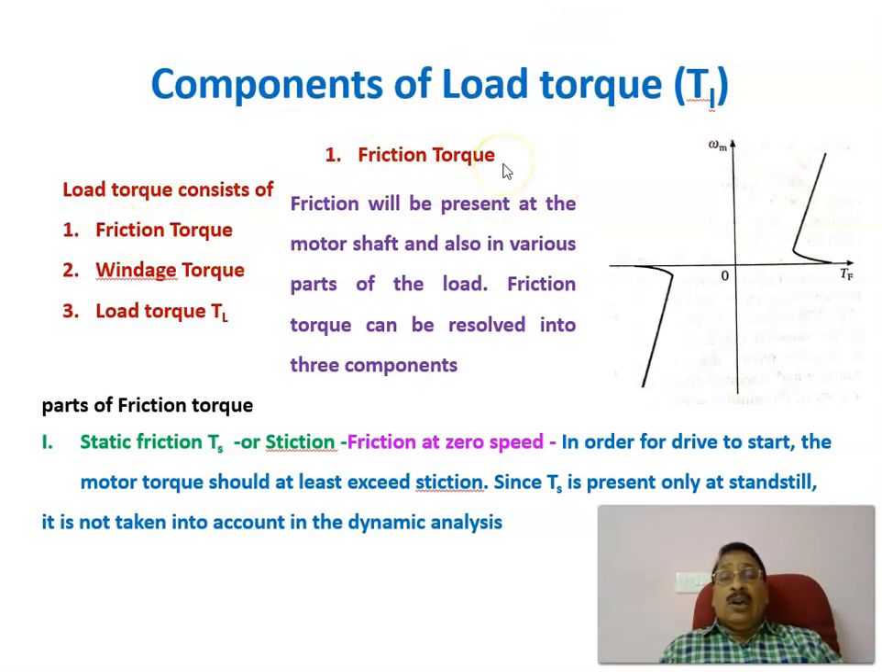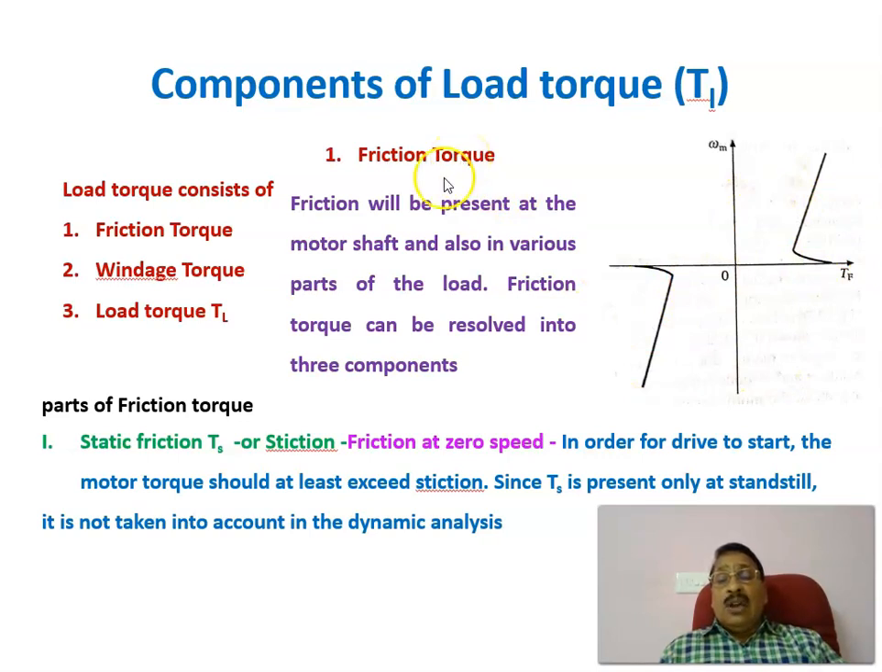The friction torque: friction will be present at the motor shaft and also in various parts of the load. Friction torque can be resolved into three components. Now this is showing the friction torque, that is friction torque versus omega m, torque versus speed, characteristics of a friction torque. Tf versus omega m is shown in this diagram, and this can be split up into three components.